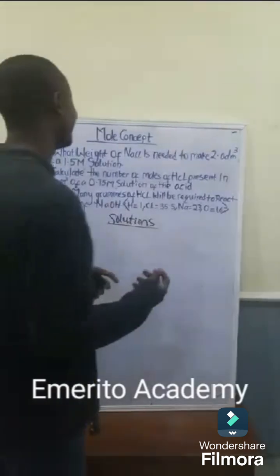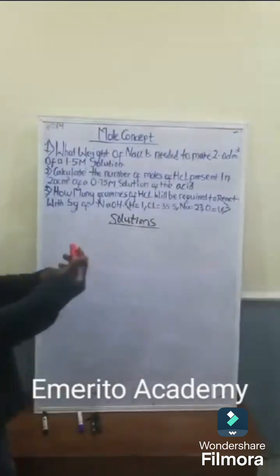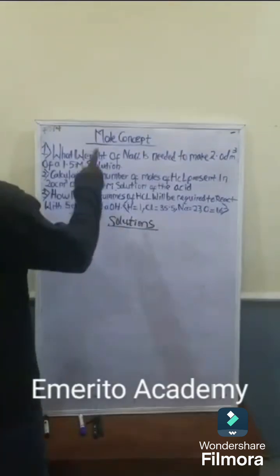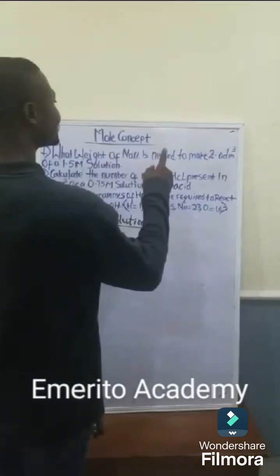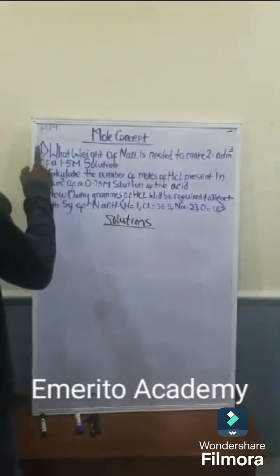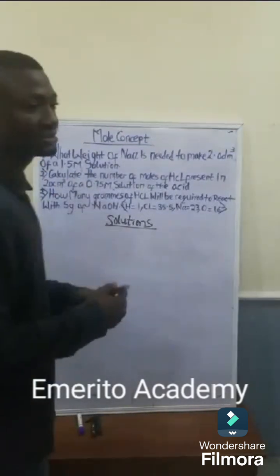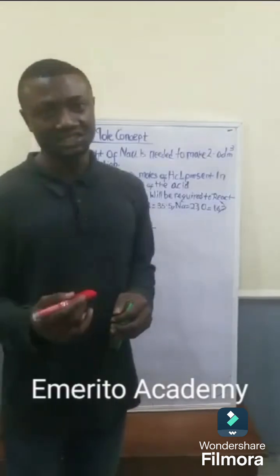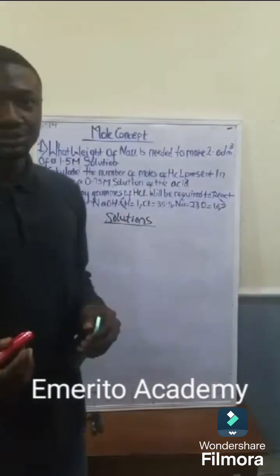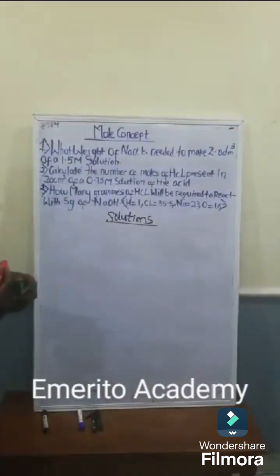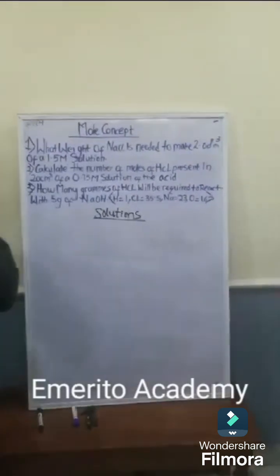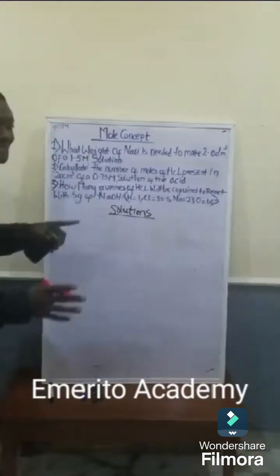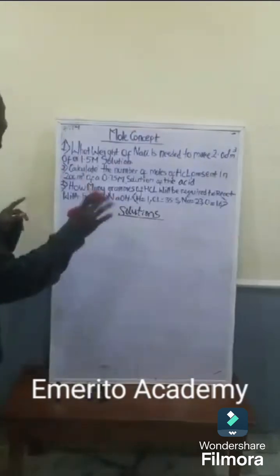Okay, now let's try our hands on some questions from the past questions. This number one question: what weight of sodium chloride is needed to make 2.0 dm cube of 1.5 molarity of the solution? Now, you need to know that molarity is a unit of concentration, just like we have mole per dm cube. The first thing you do when attempting a question is to bring out the parameters. State the parameters so you don't get confused.